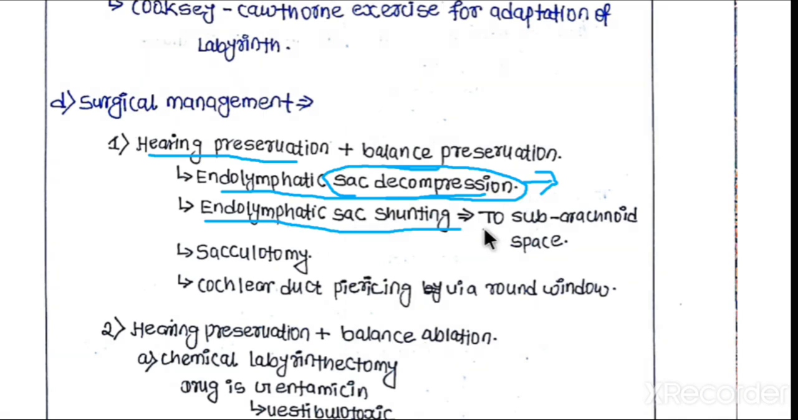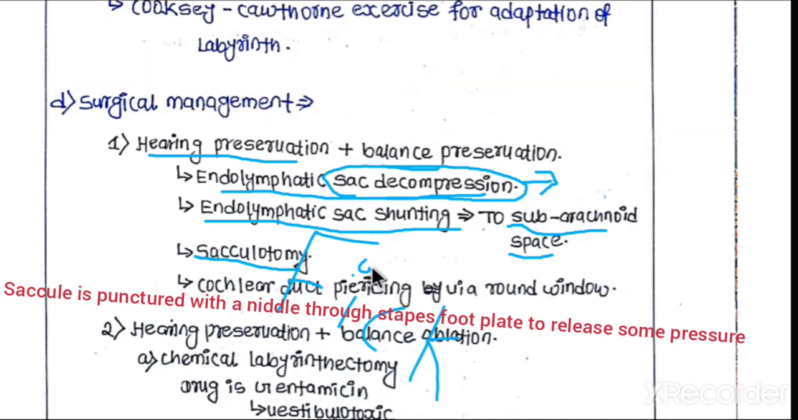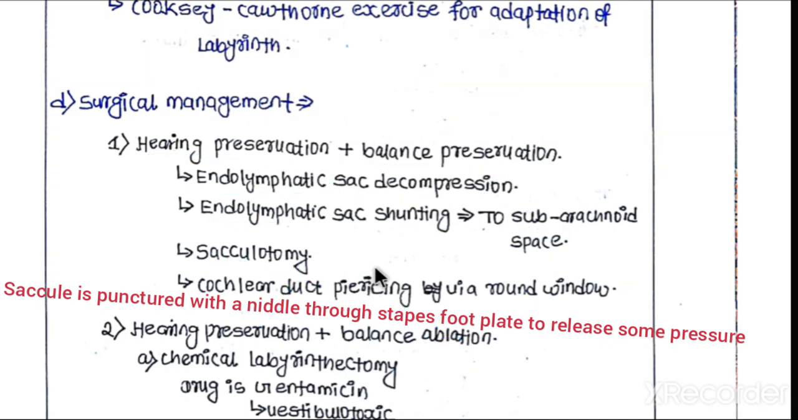The endolymphatic sac shunting is used to drain the endolymph to the subarachnoid space. Other is sacculotomy. Sacculotomy has one procedure called the Fick procedure. In Fick procedure, the saccule is punctured with a needle through the stapes footplate. Cochlear duct piercing by round window is another method.